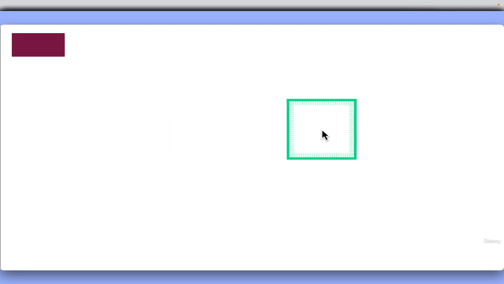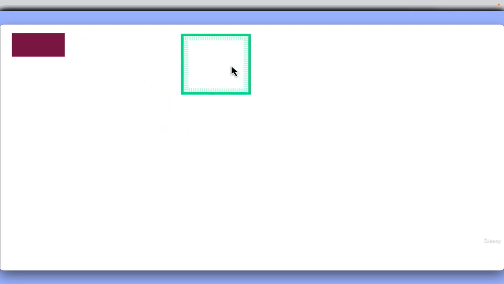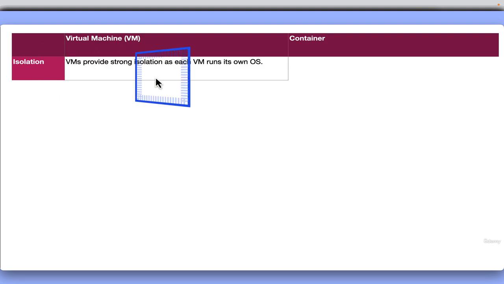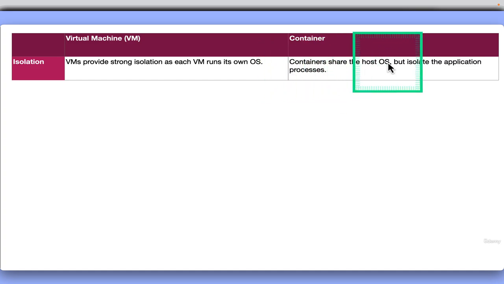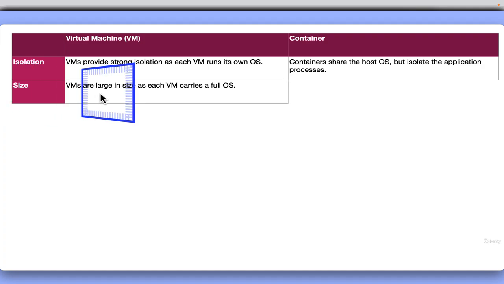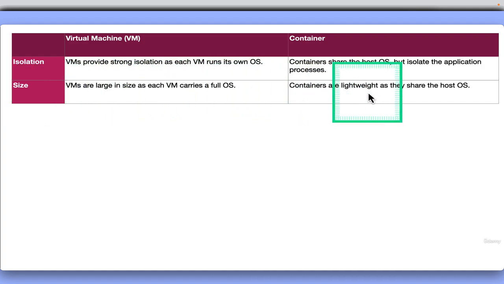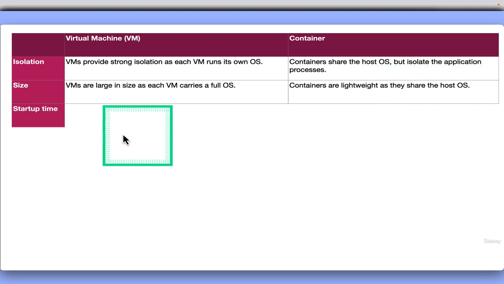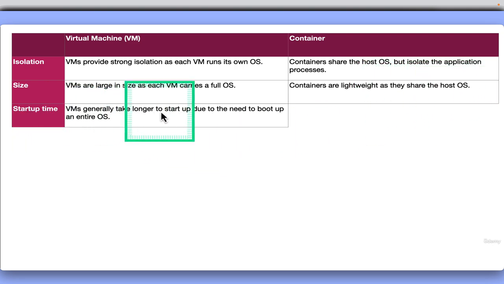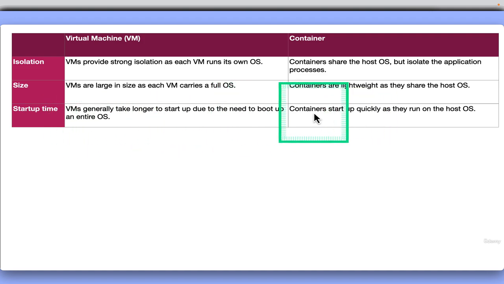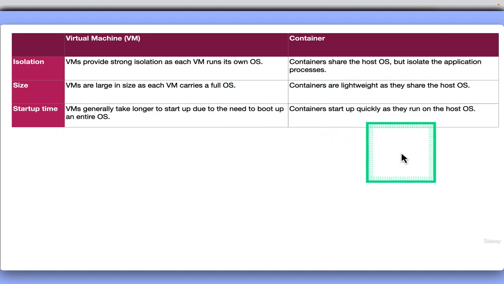Now I will just point out the differences between VMs and containers. First is isolation. VMs provide strong isolation as each VM runs its own operating system. Containers share the host operating system but isolate the application process. Size: VMs are large in size as each VM carries a full operating system. Containers are lightweight as they share the host operating system. Startup time: VMs generally take longer to start up due to the need to boot up an entire operating system. Containers start up quickly as they run on the host OS.